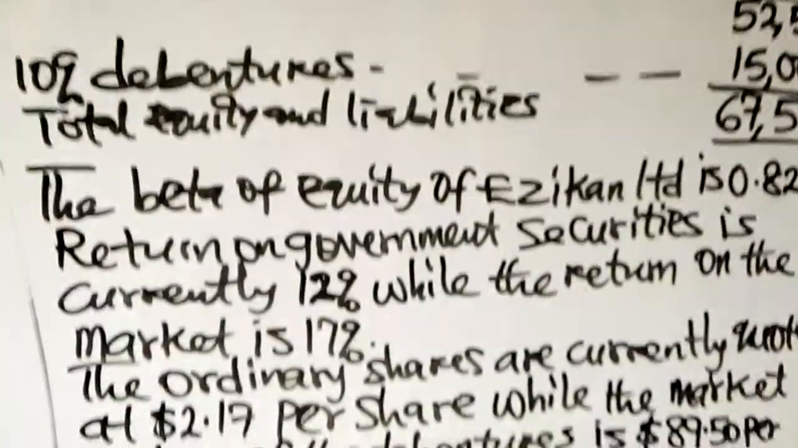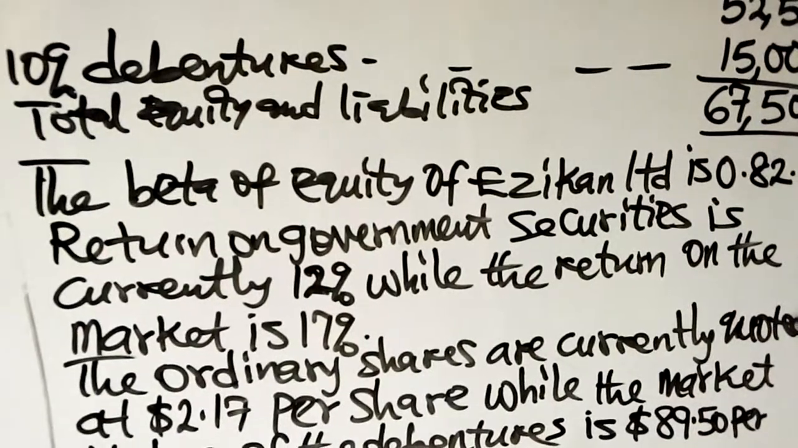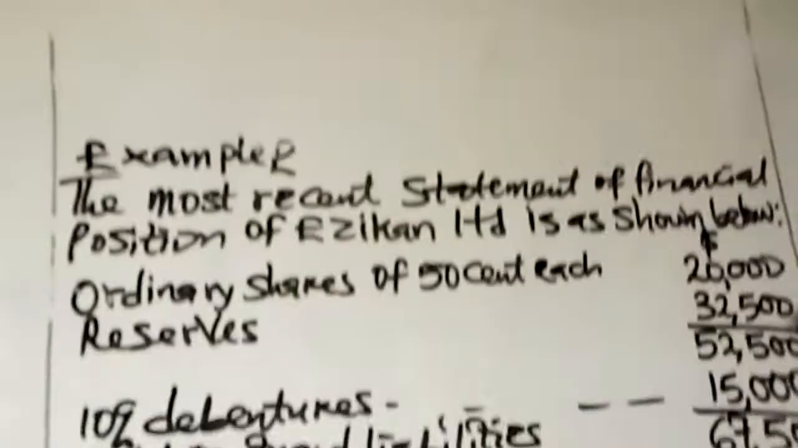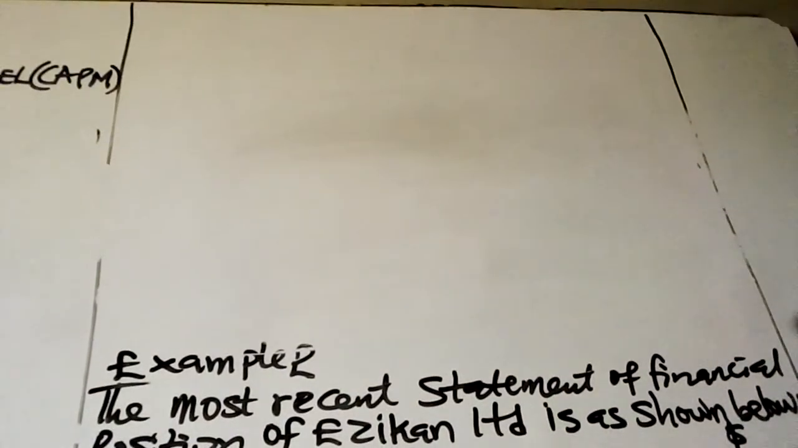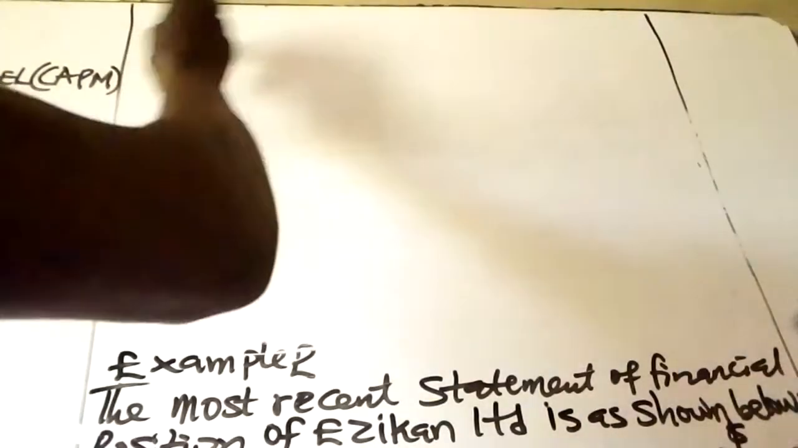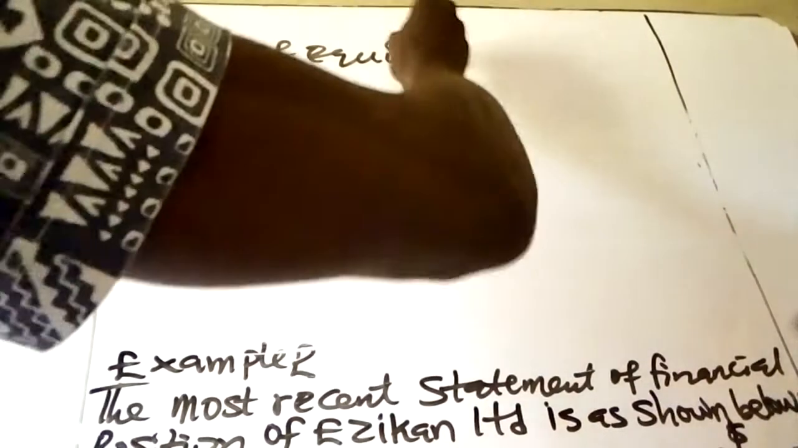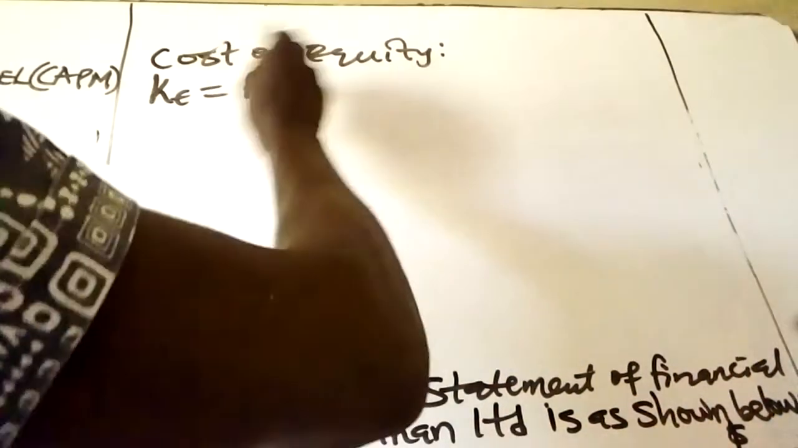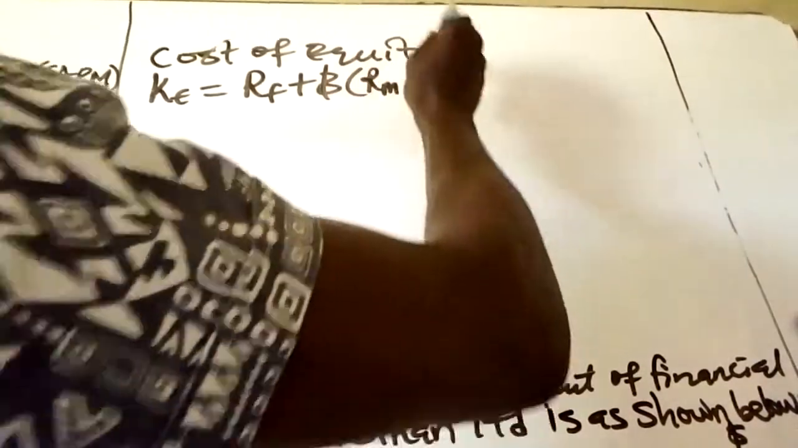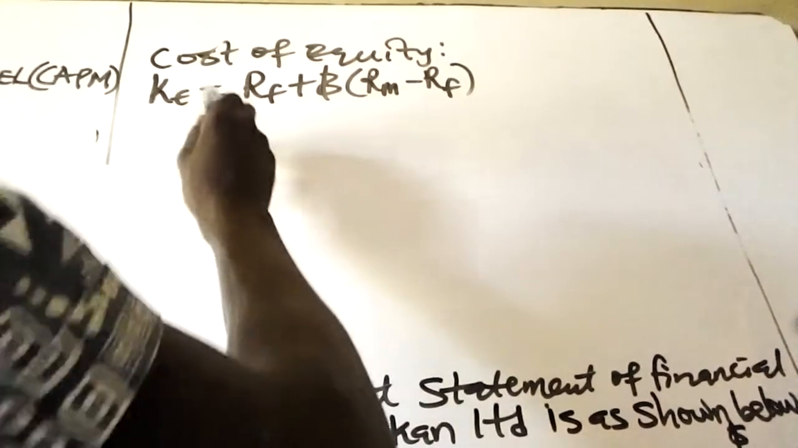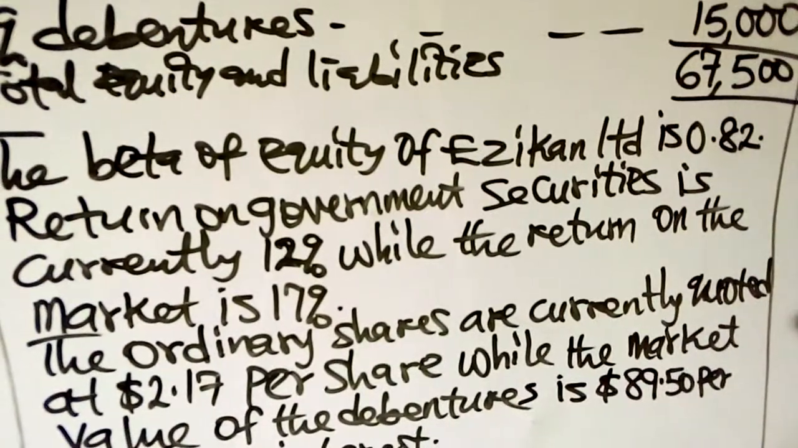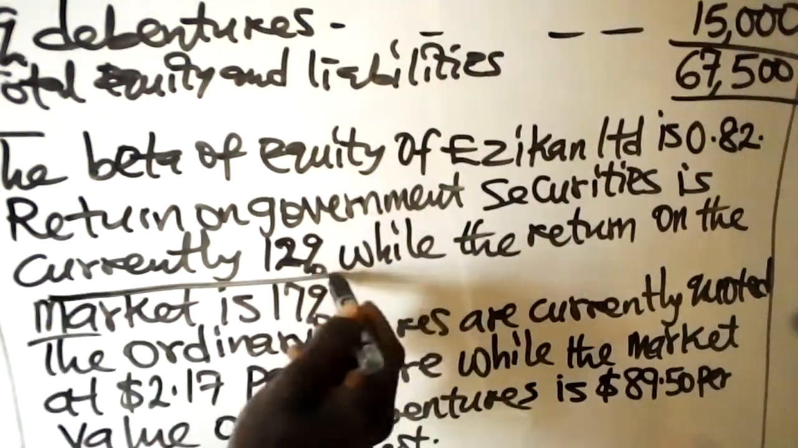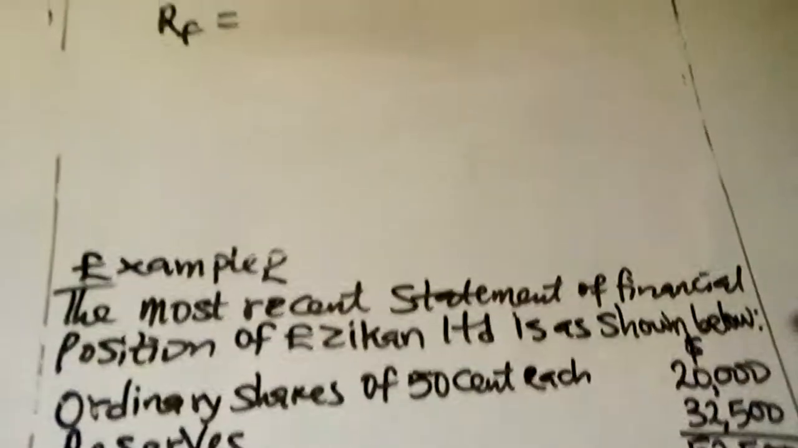Now, since you are given the beta of equity of Ezikan to be 0.82, and the return on government securities currently 12%, while the return on the market is 17%, that means to estimate the cost of equity, you are going to apply the capital asset pricing model. Cost of equity using CAPM is risk-free rate plus beta into RM minus RF. The RF is given in the question: the return on government securities is currently 12%. That is the risk-free rate. Risk-free rate is 12%.